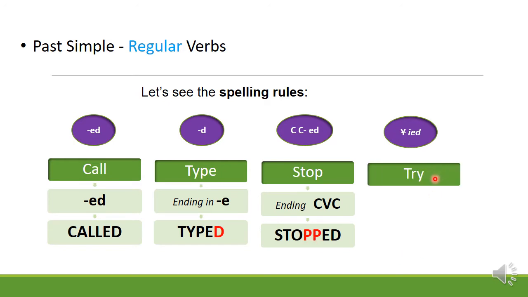Finally, when you have a verb ending with consonant and y, we will remove y, we will change y for i, and then we will add ed. Try, tried. We change no more y, here we have i, and then ed. So here you have the spelling rules.